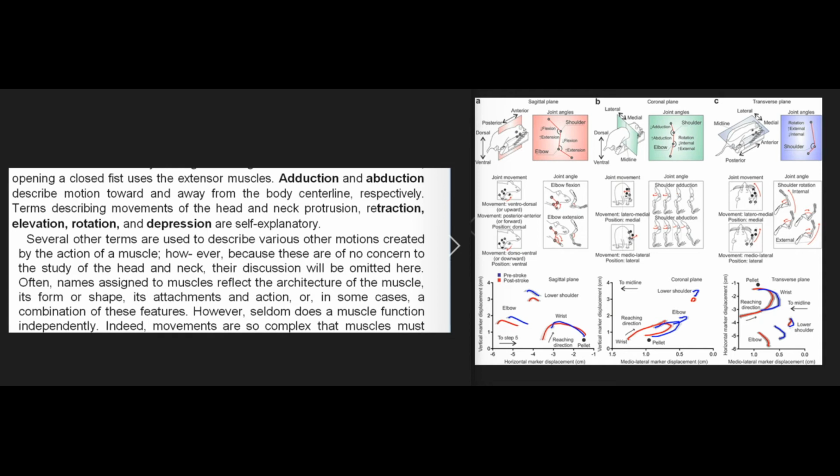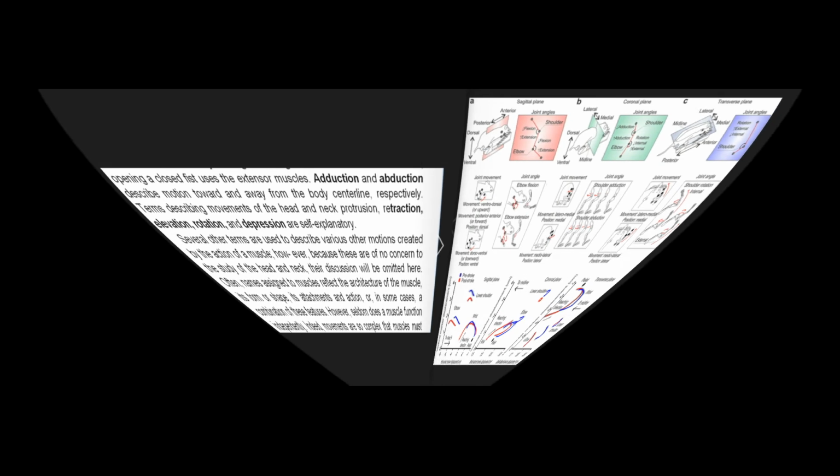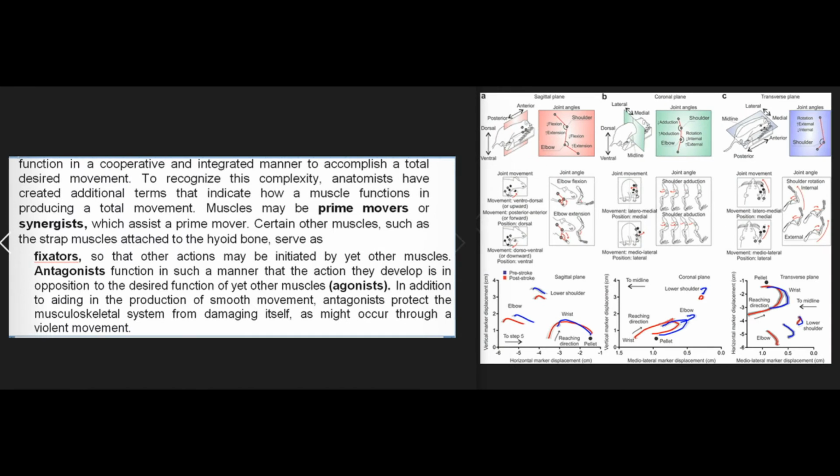Often, names assigned to muscles reflect the architecture of the muscle, its form or shape, its attachments and action, or, in some cases, a combination of these features. However, seldom does a muscle function independently. Indeed, movements are so complex that muscles must function in a cooperative and integrated manner to accomplish a total desired movement. To recognize this complexity, anatomists have created additional terms that indicate how a muscle functions in producing a total movement. Muscles may be prime movers or synergists, which assist a prime mover.